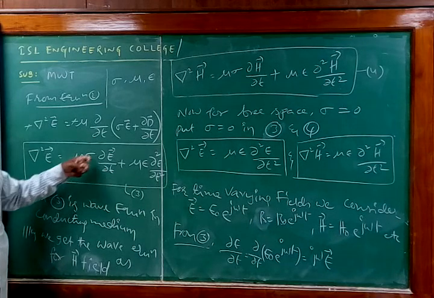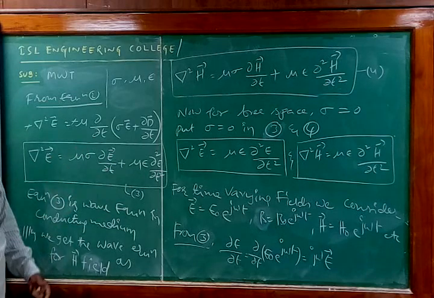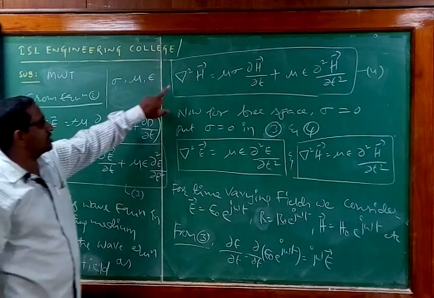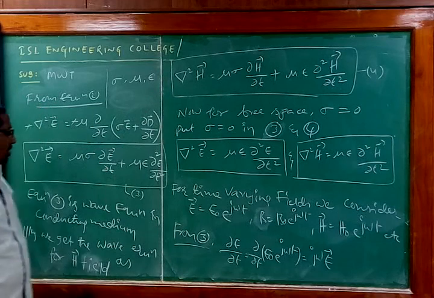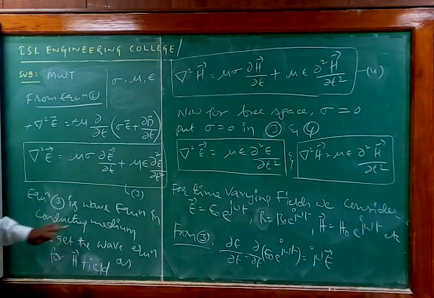Sigma mu dou E by dou t. This you have to remember. If you cannot remember, you have to practice many times in order to remember this equation. You need to remember these two equations, equation 3 and equation 4, because equation 3 is known as the wave equation in the conducting medium.